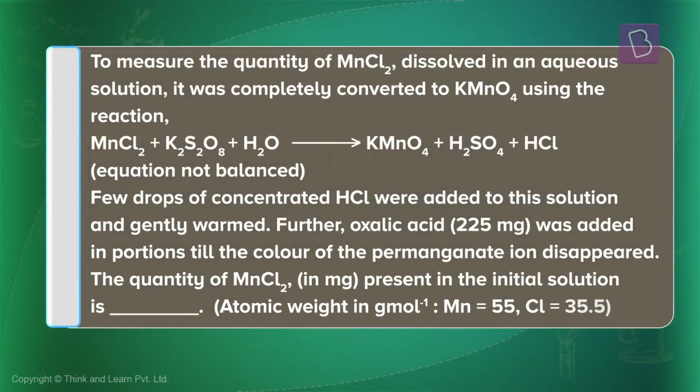Really interesting question here. This is from the D block and uses the ideas of redox reactions. MnCl2 is dissolved and converted to KMnO4. This then reacts with 225 milligrams of H2C2O4. I've kind of condensed the question. It says a lot more things, but that's the crux of it. That's what's really happening behind the scenes.